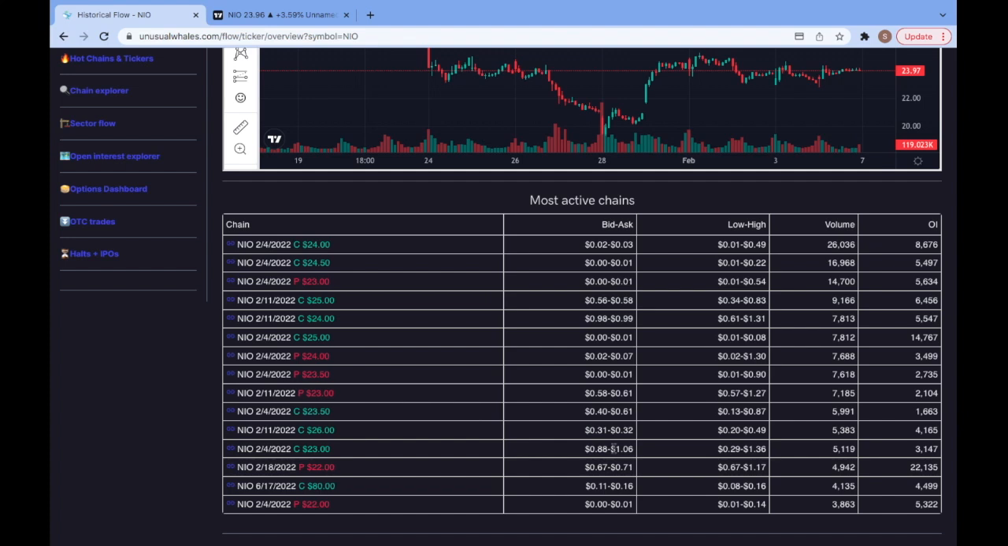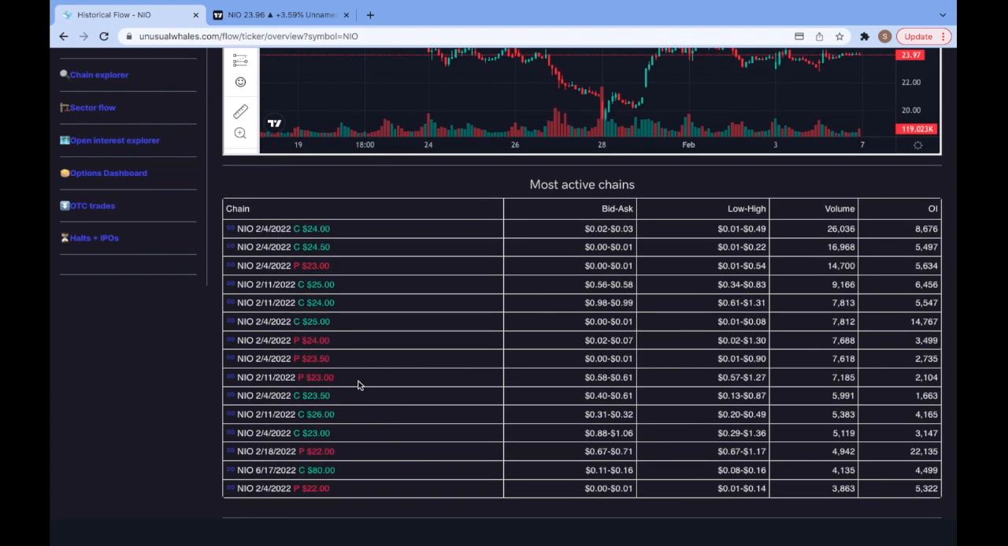NEO finished at 23.97. This isn't too crazy out of the money. We also know that 26 calls are also getting hit. So I'll keep that in mind as well. But on the downside, we finished at 23.97 with the 211, 23 puts leading the way. And then we do have those 218, 22 puts. So 22 puts could be in play as well. So that's how I use flow.